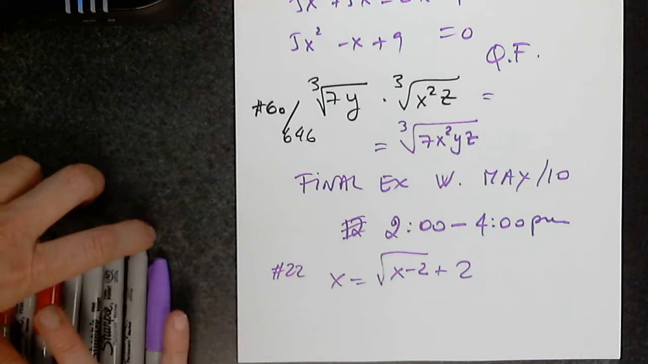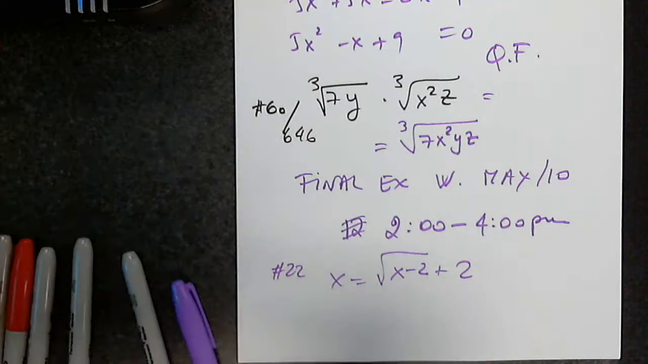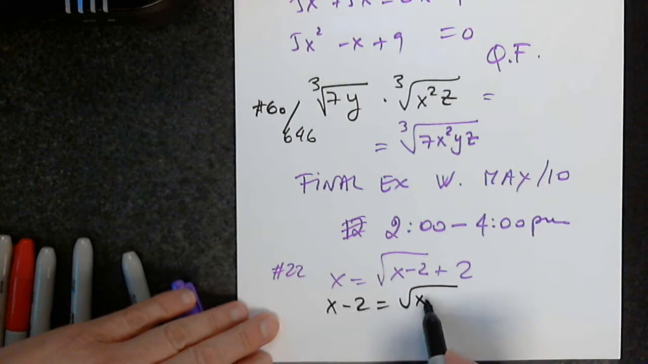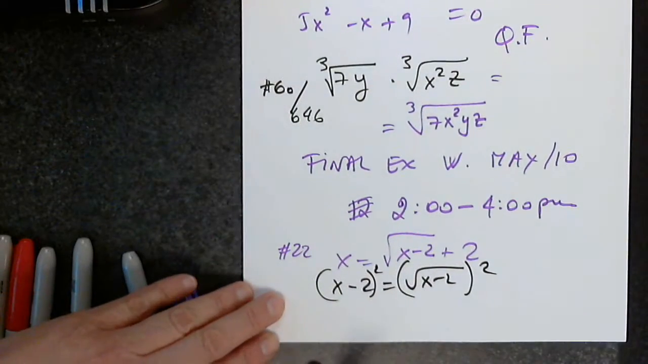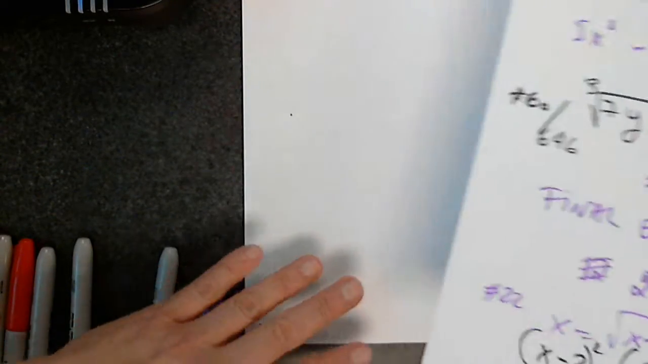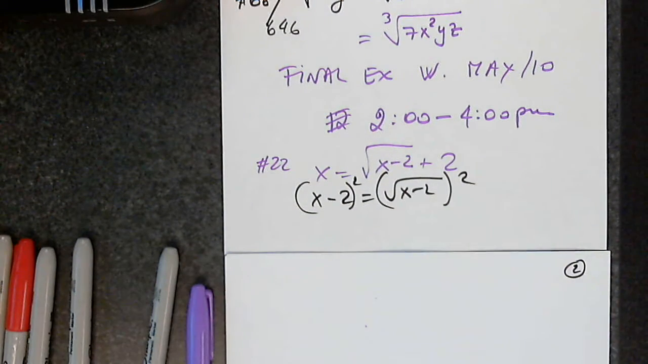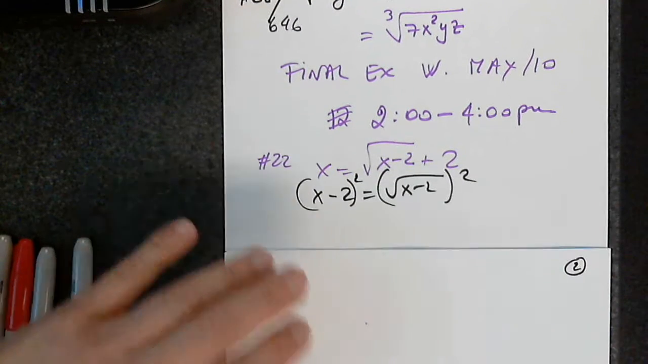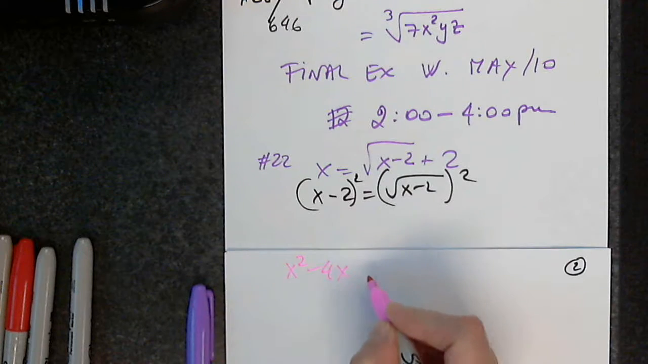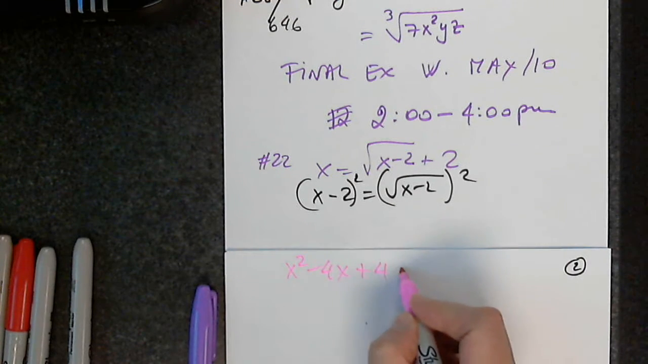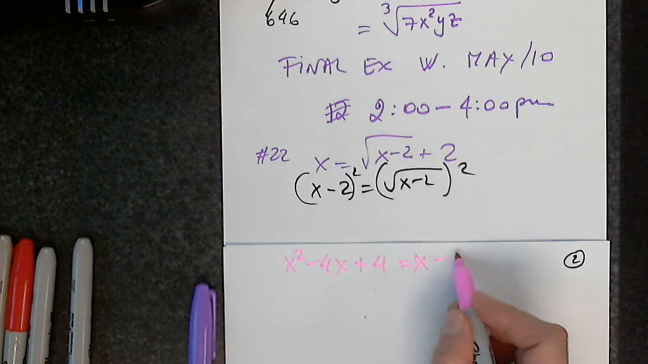Subtract 2. Yes, I have to subtract 2. I completely agree with that. x minus 2, and we can square both sides. Very good. So far, so good. Perfect. Next step. So we write down x squared minus 4x plus 4 equals x minus 2. Very good.